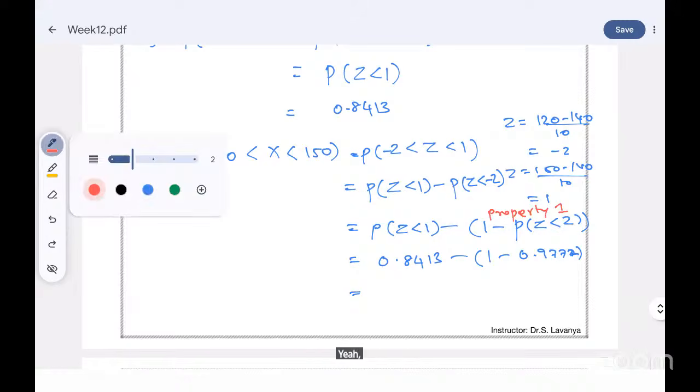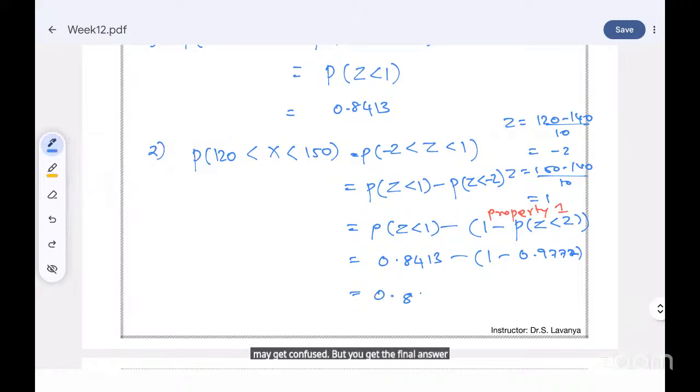Sometimes you may get confused. So do you get the final answer as 0.8185? How many of you get this answer? Anyone? Is there any confusion? Please let me know if you have any issues with the problem itself.